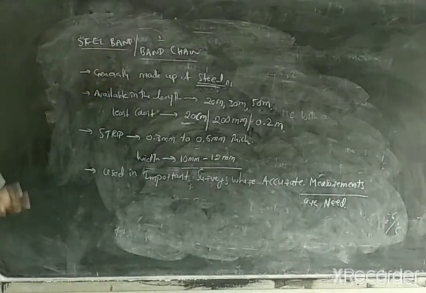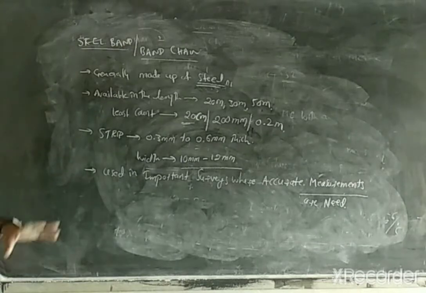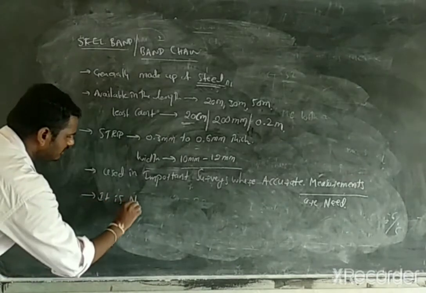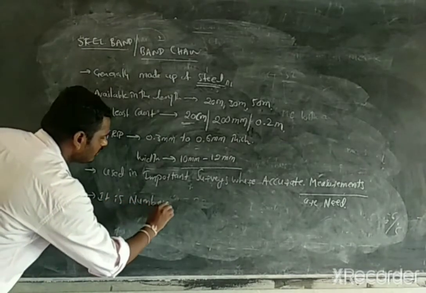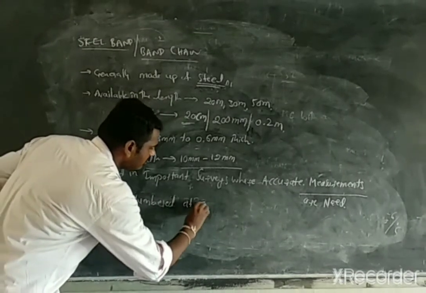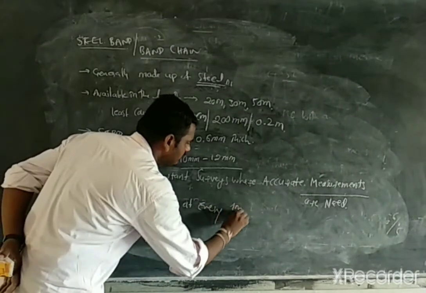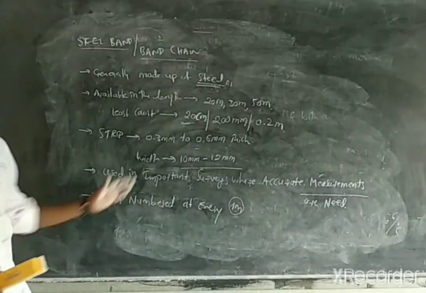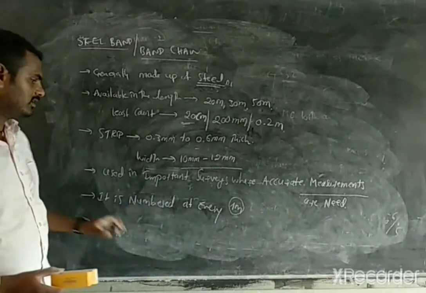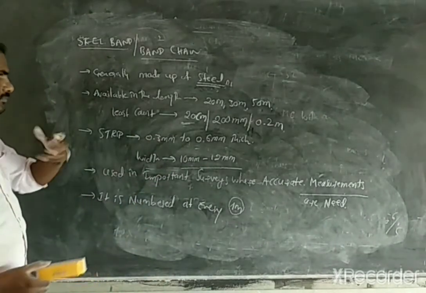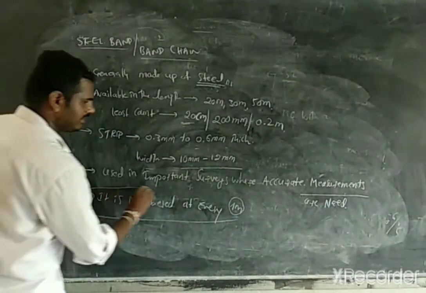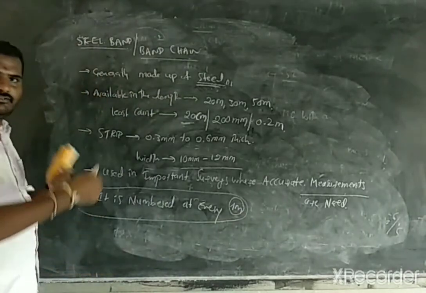Now please remember one thing here. In this steel band or band chain, it is numbered at every 1 meter. It is numbered at every 1 meter length, but not at 0.5 meter, 0.2 meter, and so on. So you must remember this.